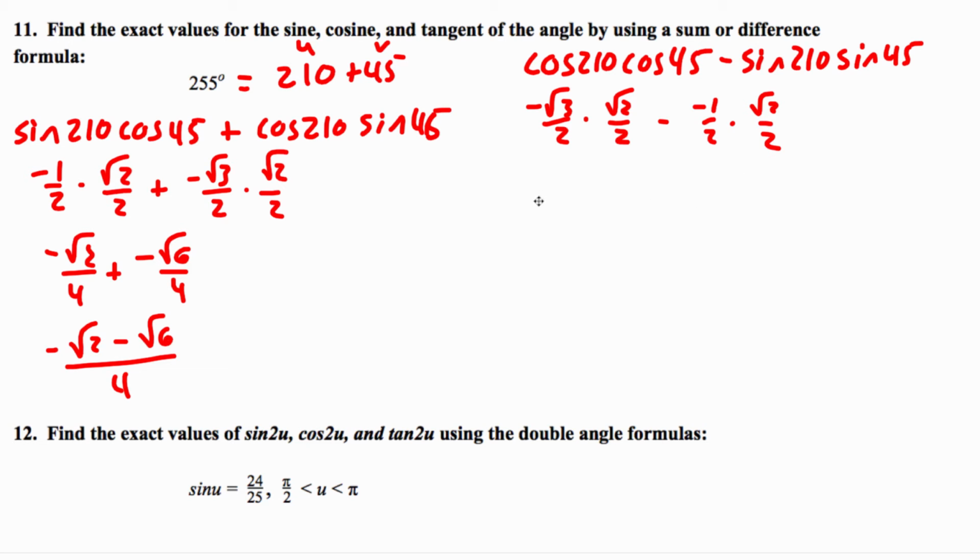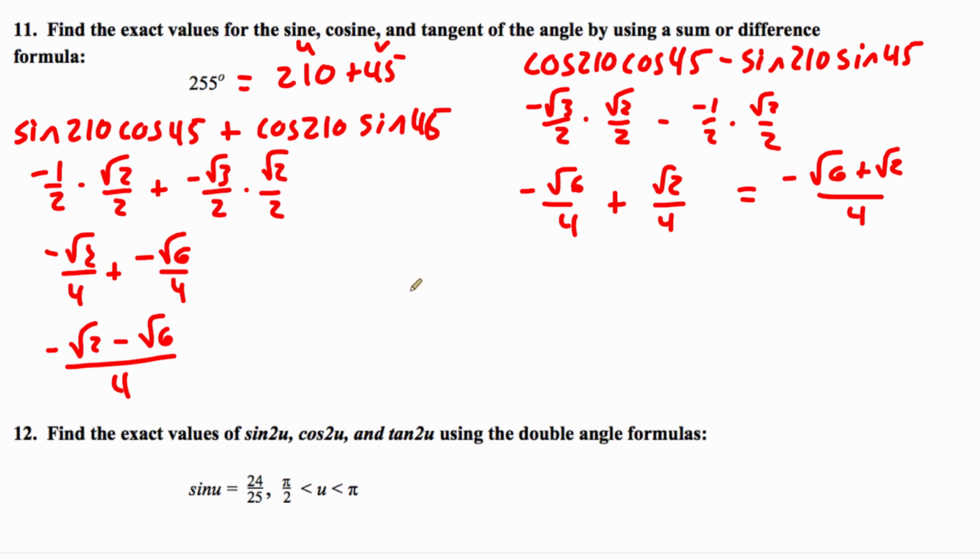So if we multiply these together, we get negative root 6 over 4. Now this is a double negative, so I'm just going to turn it into addition. So plus root 2 over 4. And then since our fractions have common denominators, we can put them together to get negative root 6 plus root 2 all over 4. Lastly, we need to do the tangent.